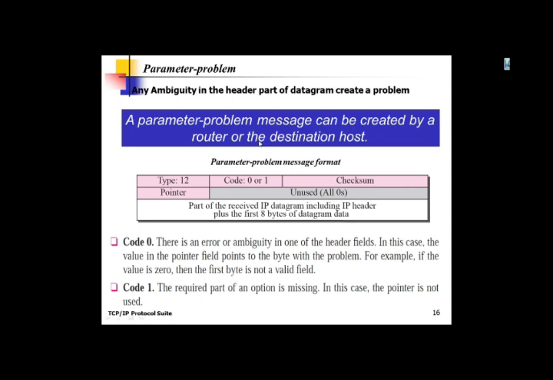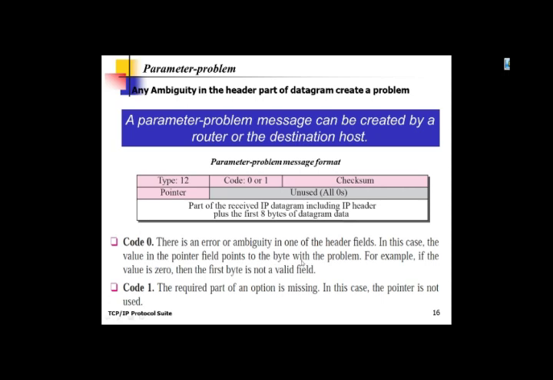So likewise, there are different fields in the header. If any of the fields has an error or gets corrupted due to the transmission, it is reported to the sender, to inform the sender that the packet is being discarded because of this problem, meaning there is a mistake in the header. Now have a look, this is type 12, code 0 or code 1. Now we'll see what code 0 is. So code 0 is if there is an error or ambiguity in one of the header fields.